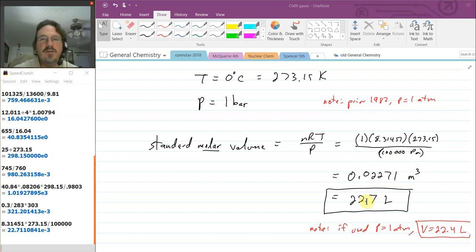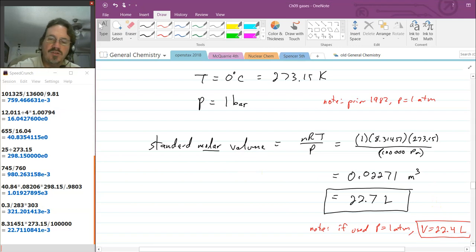So under standard conditions, 1 mole of any gas is going to equal 22.7 liters of volume. That's a pretty big box, but it gives you a visual to base it on. Notice if they use the older version of STP, where instead of 1 bar it's 1 atmosphere, and you did the same thing, it turns out to be 22.4 liters, just a hair smaller, because 1 bar and 1 atmosphere are pretty close in value.